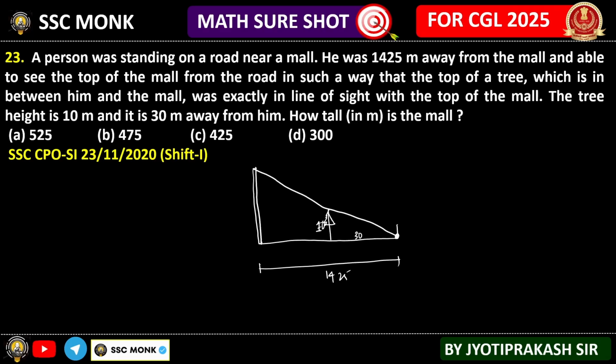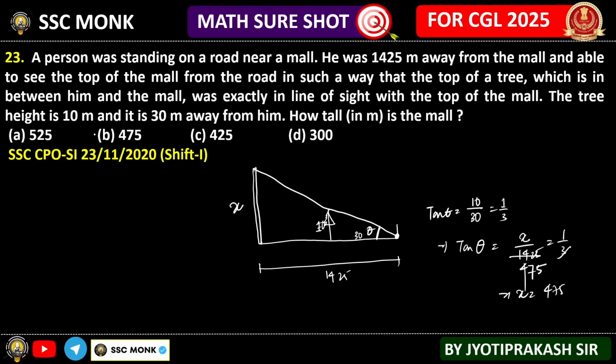Now see, this angle that we are talking about is the same in this case also, because this is in the same line of sight. That means let's say this angle is equal to theta. So tan theta is equal to 10 by 30, that is equal to 1 by 3. Here let's say the building height is x, so I can write tan theta for the building is equal to x by 1425, which should be equal to 1 by 3. 1425 divided by 3 gives 475. So what is the value of x? 475 meter. Answer option B.